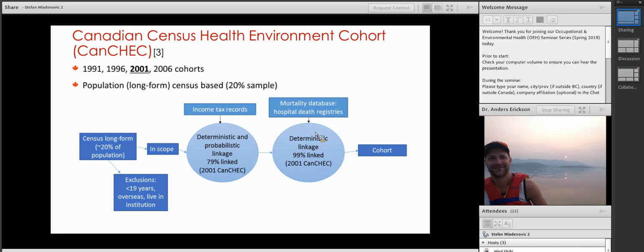There's now a new linkage, what I call CanCHEC 3.0. The tax record linkage has been improved, so this linkage now has a better success rate, and this might change the cohort a little bit. Follow-up is also extended to 2016, so there are 15 years of follow-up now.